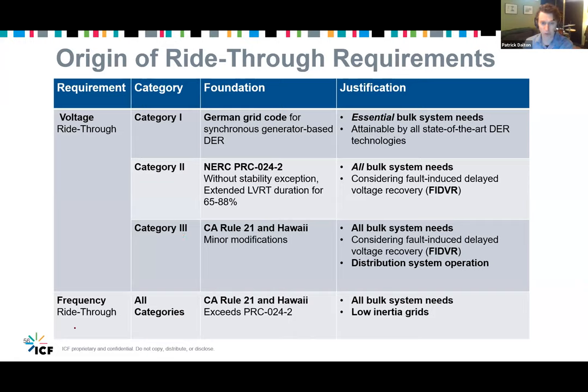And then for frequency, all of the categories were harmonized, meaning that there are no differences in the default settings and the range of allowable settings for the frequency for category one, two, and three. They're all the same. They exceed PRC 24-2, so they should really meet all bulk system needs, including for low inertia grids.